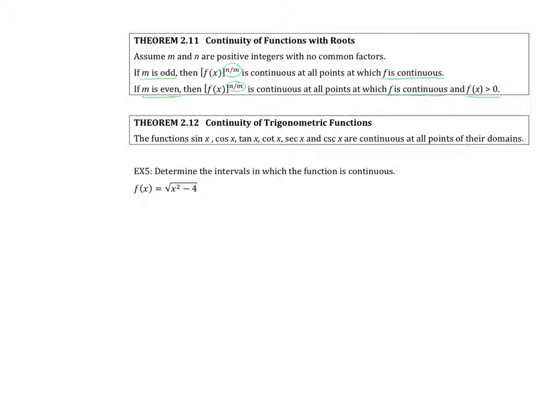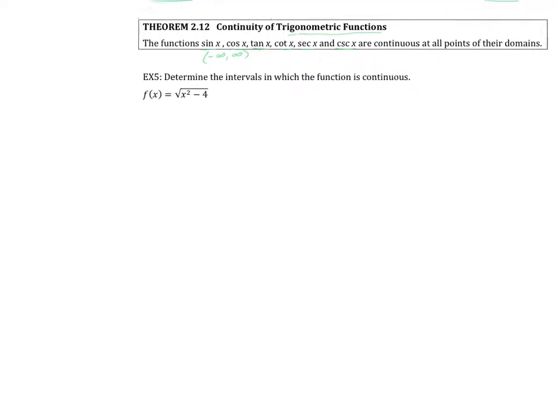And then we have another theorem about trig functions, and you can use all these theorems when you're trying to show continuity. It tells us the trig functions sine, cosine, tangent, cotangent, secant, and cosecant are going to be continuous on their domains. For sine and cosine, that would be negative infinity to positive infinity. But not for tangent, cotangent, secant, and cosecant, because remember, they have asymptotes. Okay, so we're just building up all these theorems on continuity that you may use.